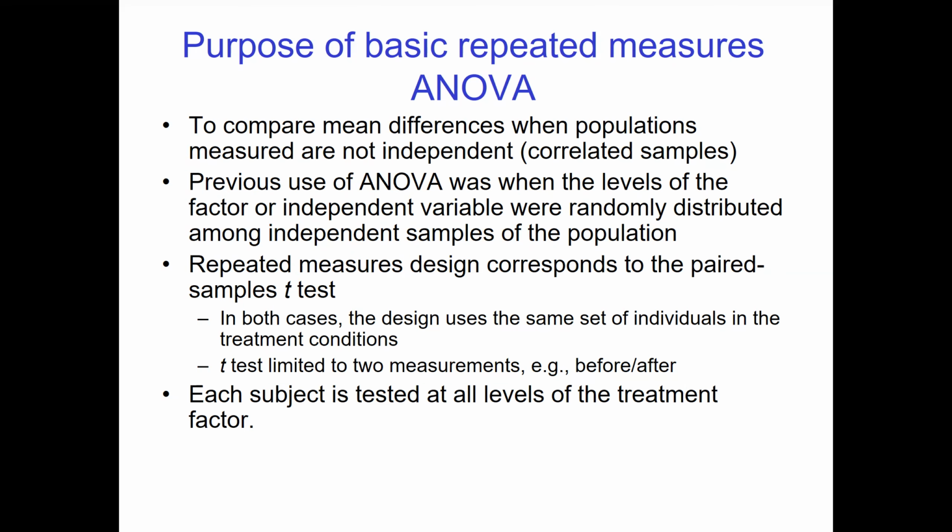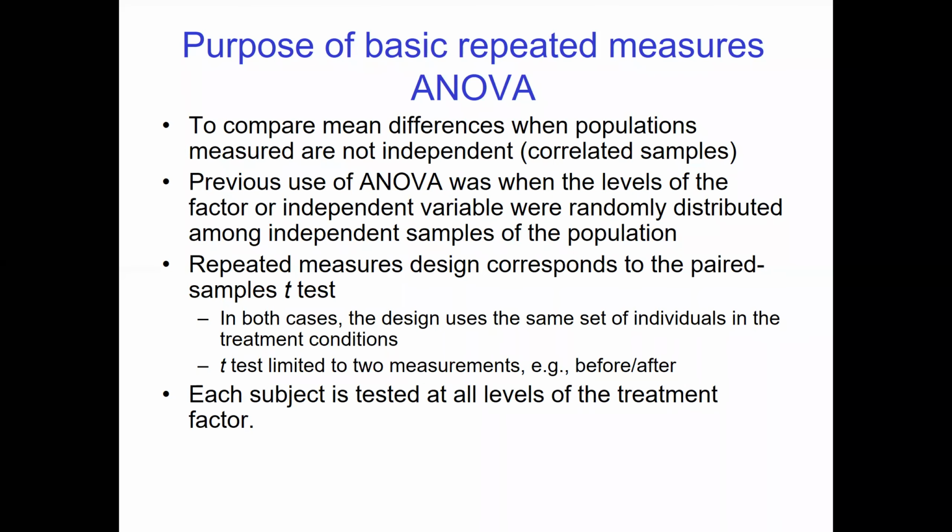We'd looked at ANOVA before when you had independent samples, when the samples were not related to each other. So this is kind of like a paired sample t-test in that each case is related to a case, which usually is the same individual at both points of measurement. T-test is limited to 2 measurements. Repeated measures can treat multiple repeated measurements.